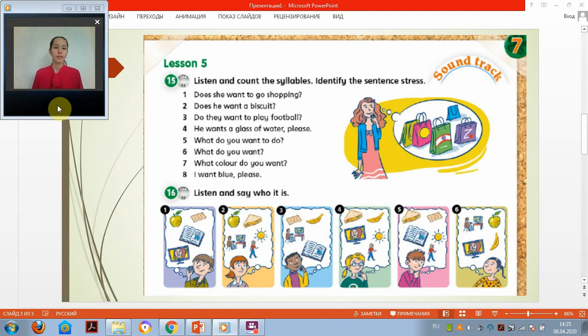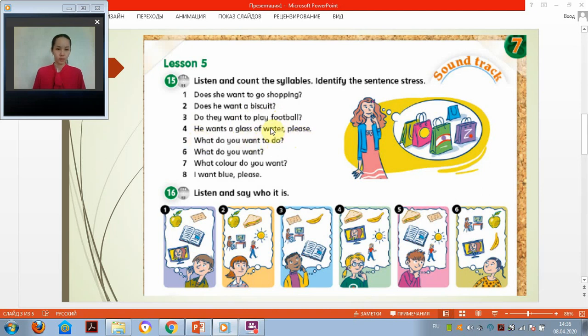So, let's identify the sentence stress. Children, now let's find which words and which syllables the stress falls on. Does she want to go shopping? Shopping. Shop. Next. Does he want a biscuit? Biscuit. The stress fell on bis. Next. Do they want to play football? Food. He wants a glass of water, please.